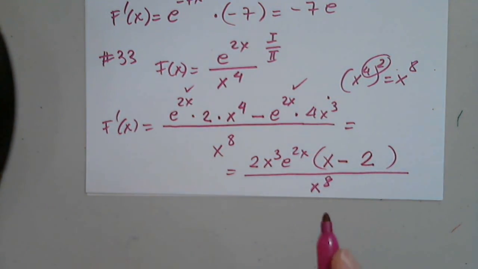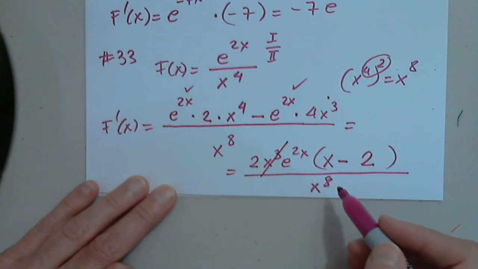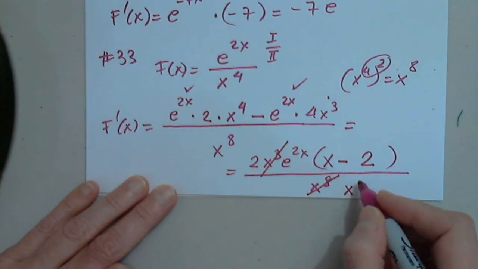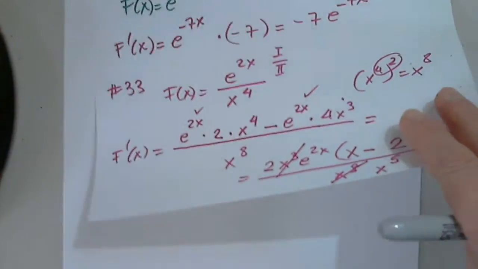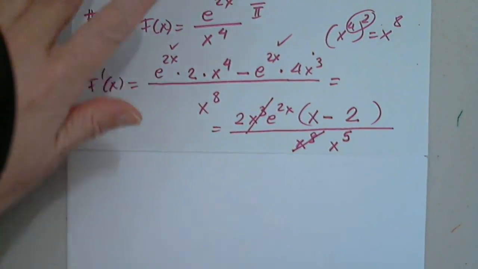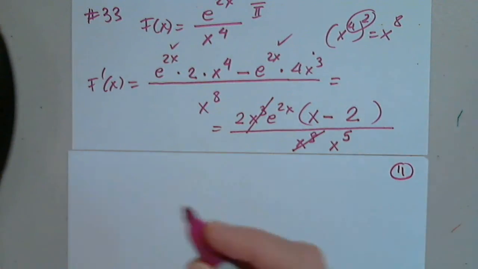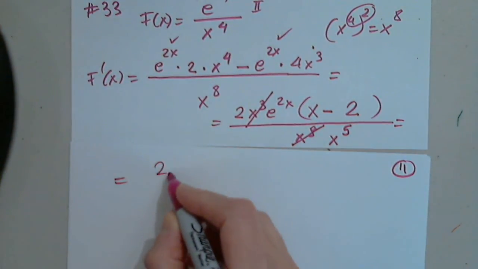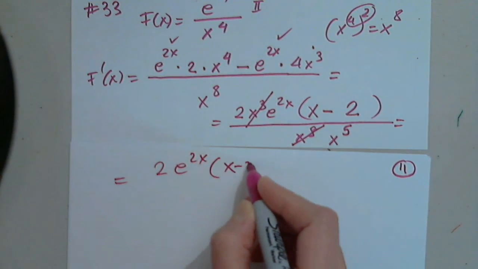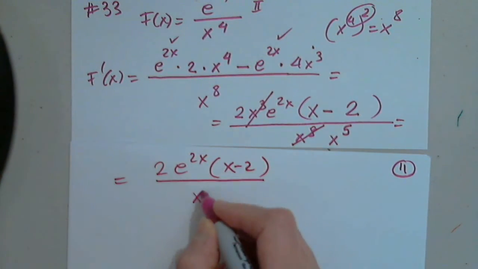And now, only now, I can simplify 3 of these with 3 of these, and I have left x to the fifth. So that's the final form: 2 e to 2x, x minus 2, over x to the fifth. That was number 33. So the final form is 2 e to 2x, x minus 2, over x to the fifth.